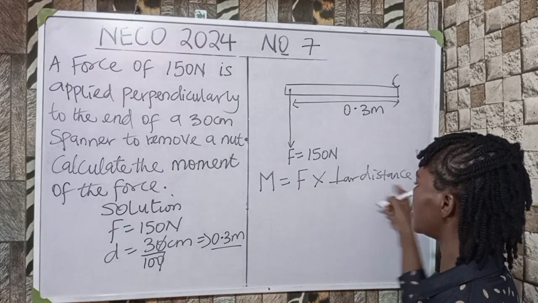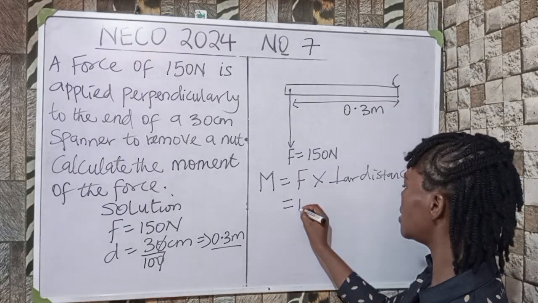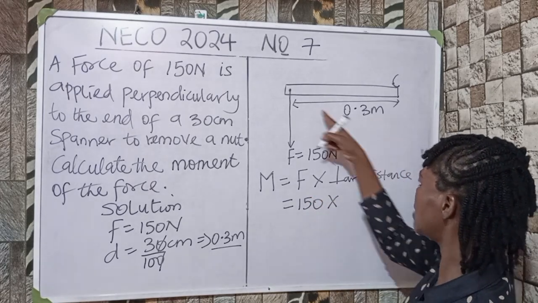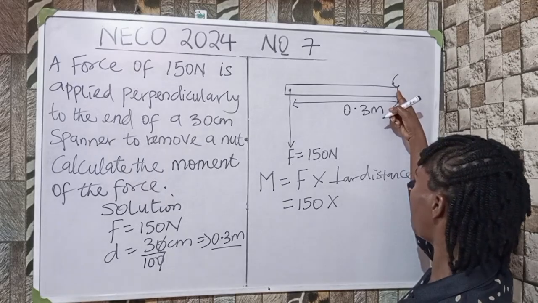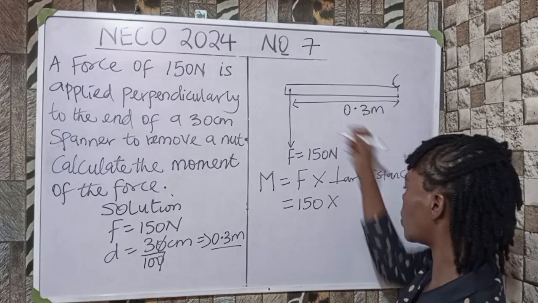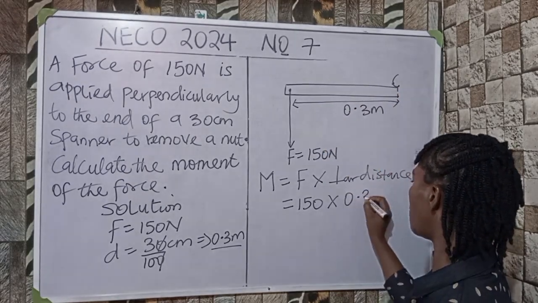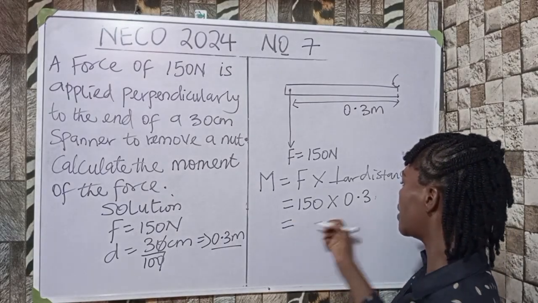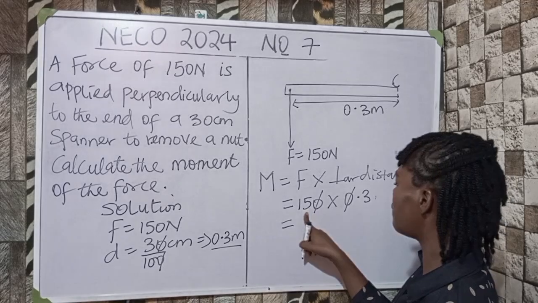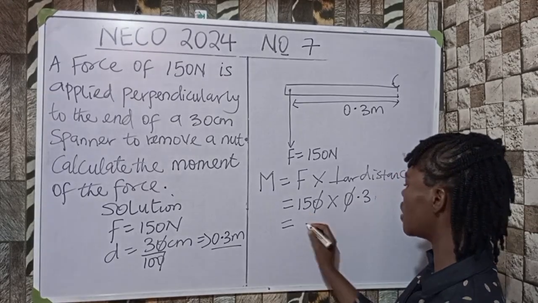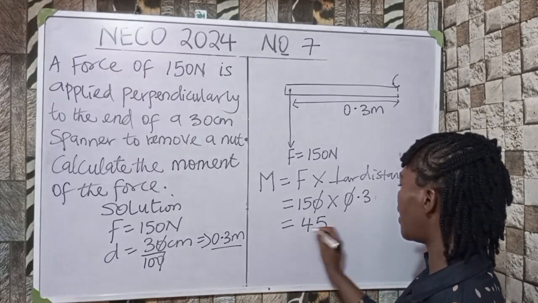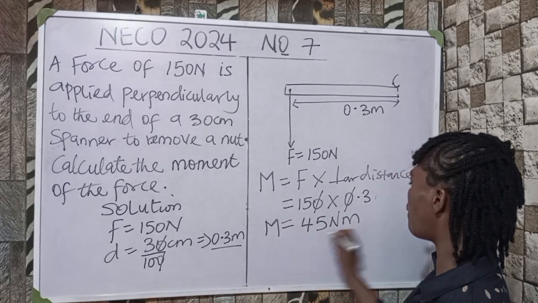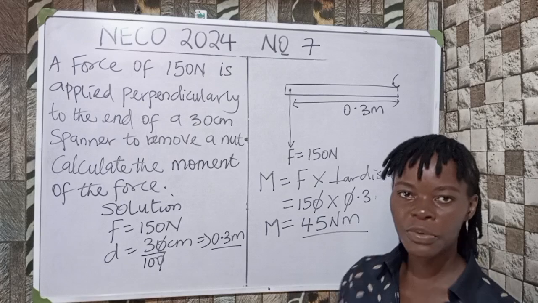For us to get the moment, moment is equals to force times perpendicular distance. The force given is 150 times the distance, which is the perpendicular distance from the center to the force, is 0.3. By the time you multiply, this can cancel this, so I'm left with 15 times 3 to give me what? 45. So the moment is 45 Newton meters. I hope you understand that.